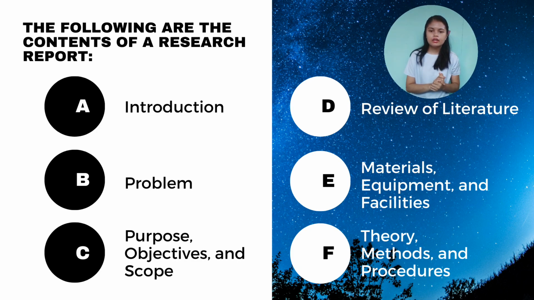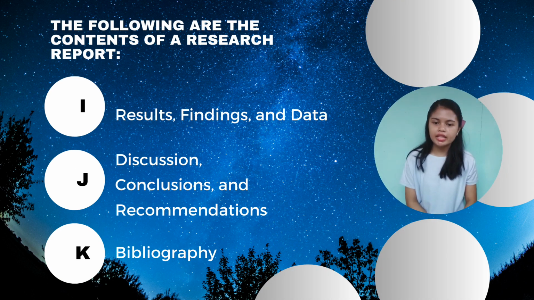So, in a research report, it typically includes an outlining of the following contents of a research report. So, of course, it should have an introduction, the problem, purpose, objectives, and scope, review of literature, materials, equipment and facilities, theory, methods, procedures, results, findings, and data, discussion, conclusions, and recommendations. And lastly is the bibliography.